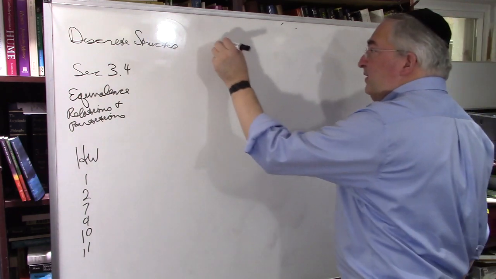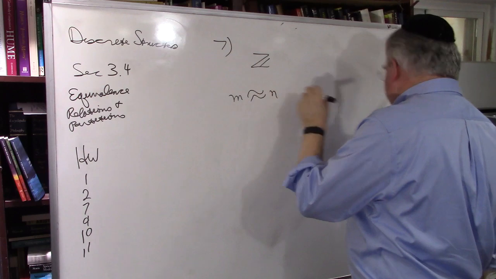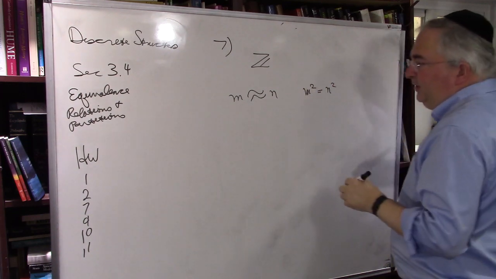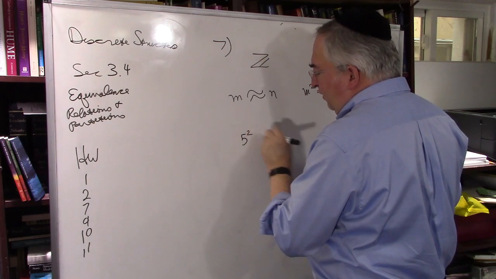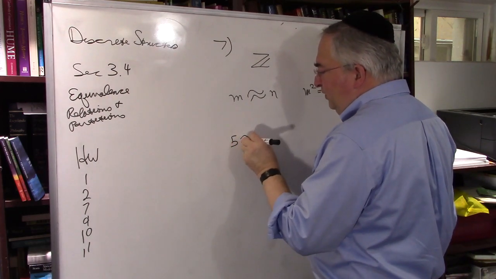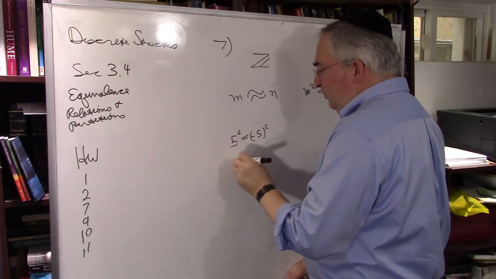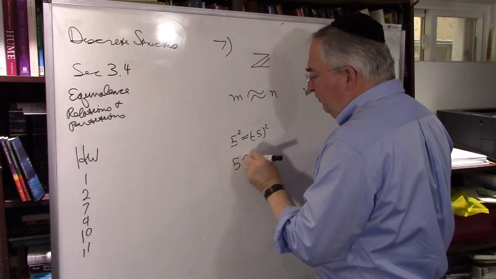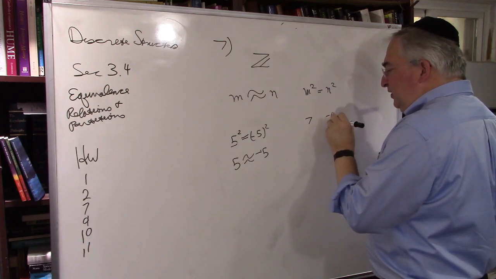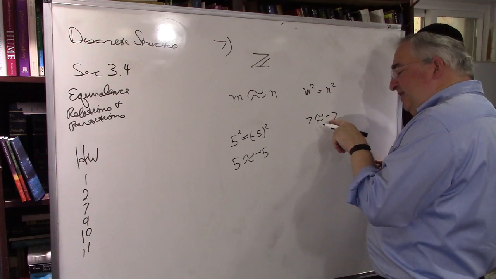Great. Let's look at number 7. We're talking about Z, positive and negative integers, and we're saying m is equivalent to n in case m squared equals n squared. So let's go through some of them. 5 squared is equal to minus 5 squared. So that's 25 and 25. So 5 is equivalent to minus 5. 7 and minus 7 are going to be equivalent because 7 squared is 49, minus 7 squared is 49.